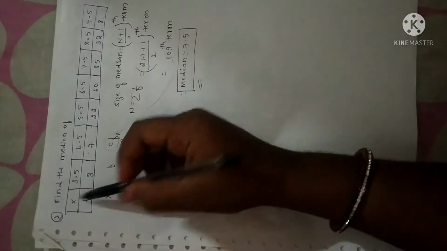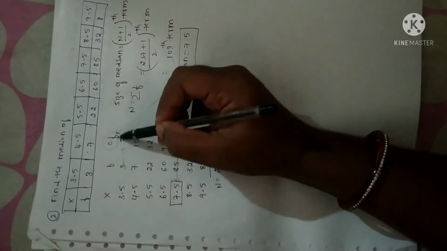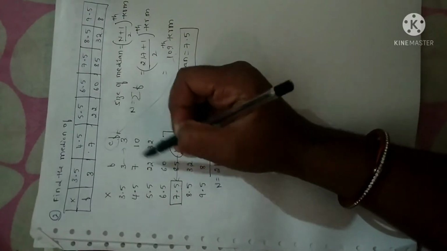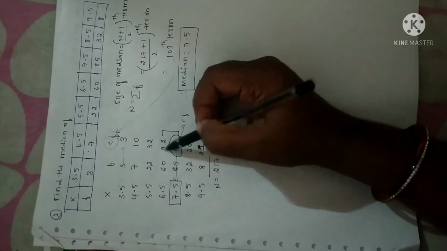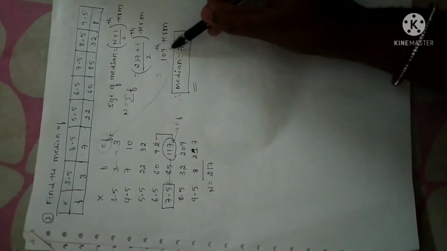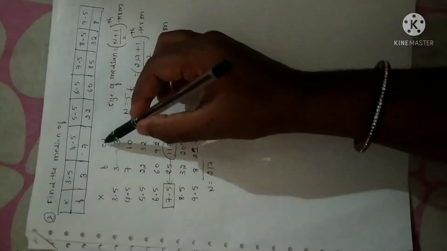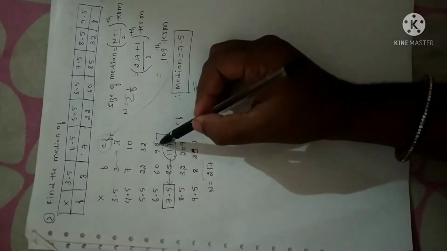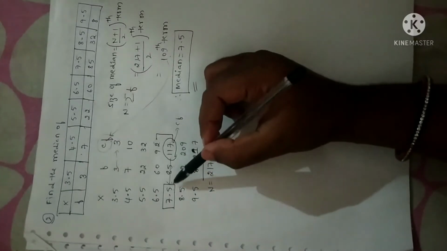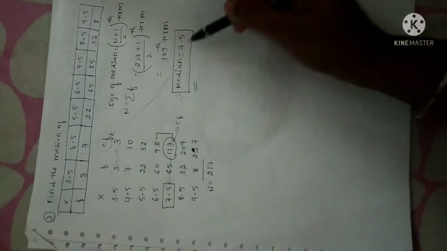I am repeating once again. First write down the x values and f values. Next calculate the CF values. For that you have to rewrite the first value as it is. Next add the corresponding values as I have done. See here, 8 plus 209. And after finding CF, add all the f values. So you will get the n value, substitute it. So you will get one term, that is the 109th term. This term we have to check in the cumulative frequency. So 109 lies between 92 and 117. So this will be the cumulative frequency, and the corresponding x value will be the required median.